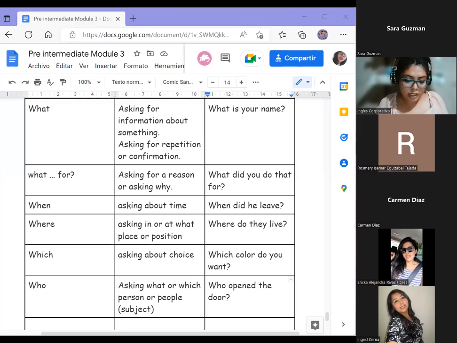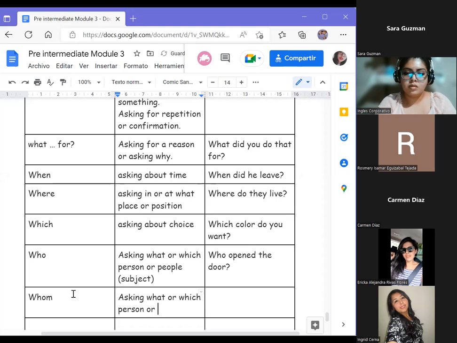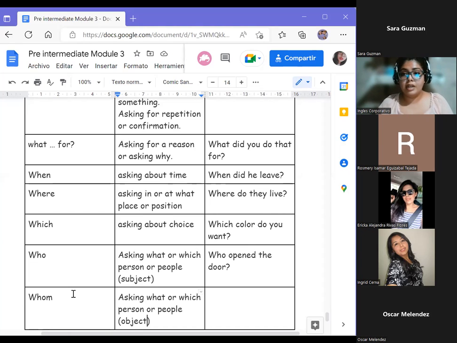So we have next, whom. We have here who, and then we have whom. And it says, asking what or which person or people. In this case, it's not the subject. In this case, it's the object. So in the first one, in which we have who, it is talking about the subject, and in this case, when we are using whom, it is talking about the object of the sentence.